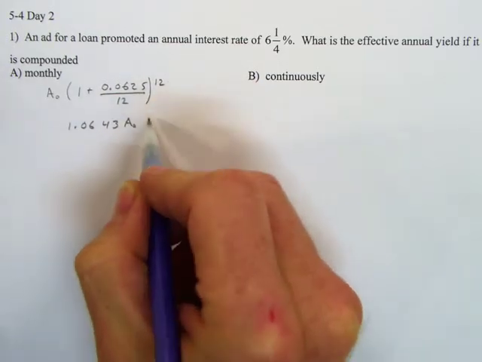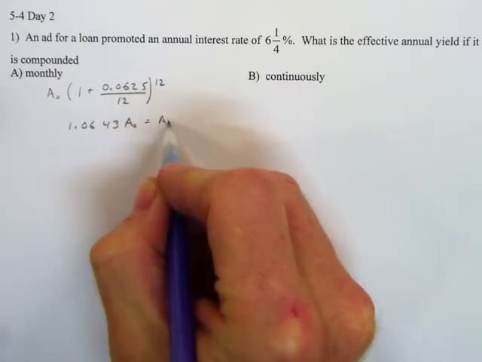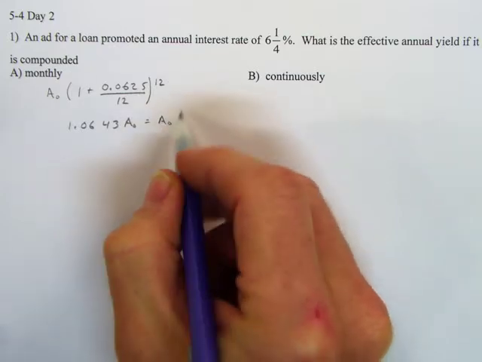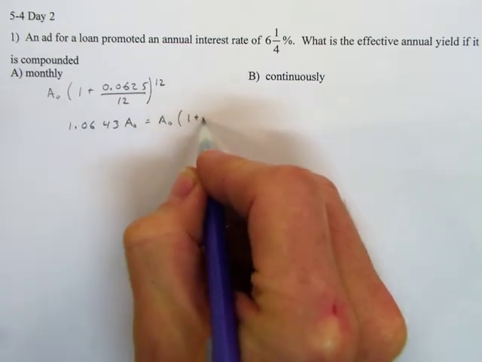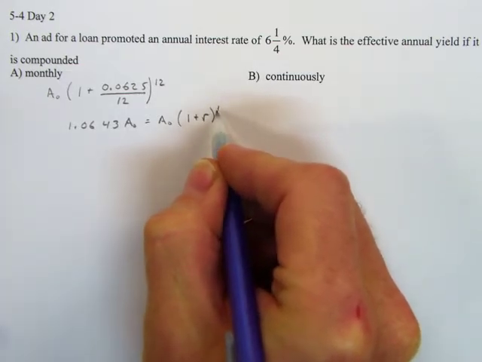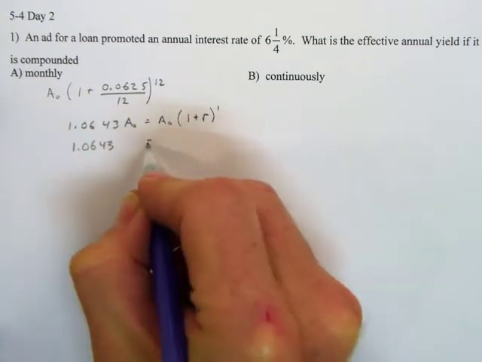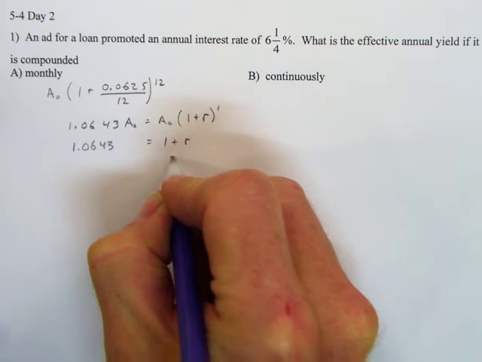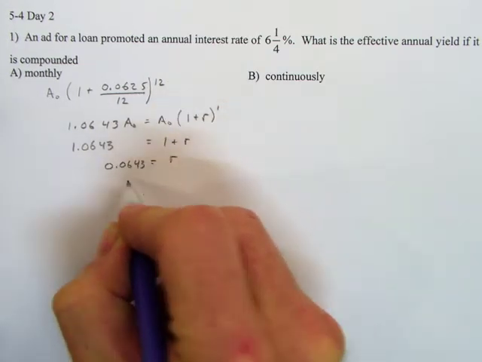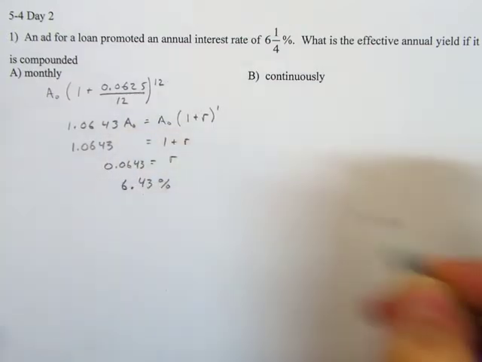Now, remember, when we're looking at effective annual yield, we're going to say, all right, if we have this a sub 0 again, and that's why we could have said that it's 1. We want to say, what would the interest rate be if it was only done once during the year? Or in other words, that this 1.0643 equals 1 plus r. So r is 0.0643, which as a percentage would be 6.43%.